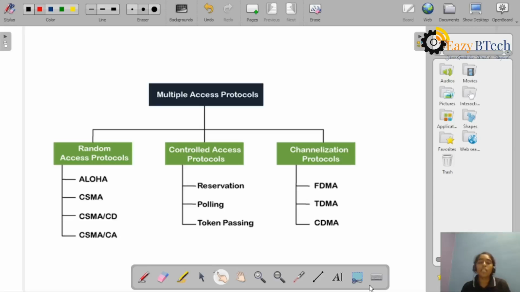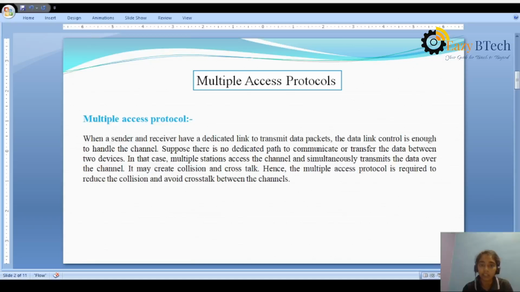Mainly, in this video we are discussing random access protocols. The random access protocols are Aloha, CSMA, CSMA CD, and CSMA CA. We have to talk about all these protocols now. Let us get into random access protocols: what they are and what different types of protocols we have. We will discuss that deeply.